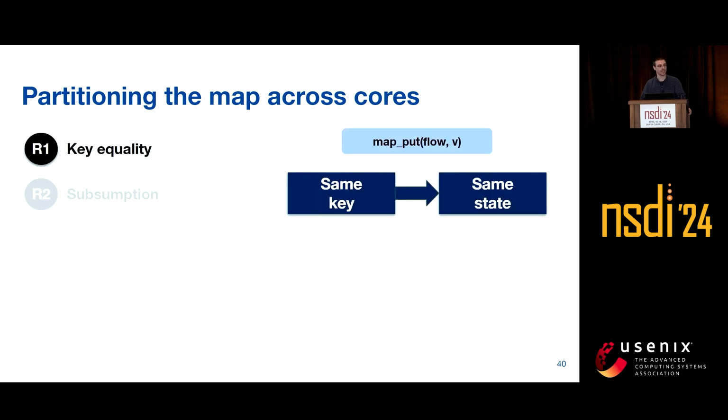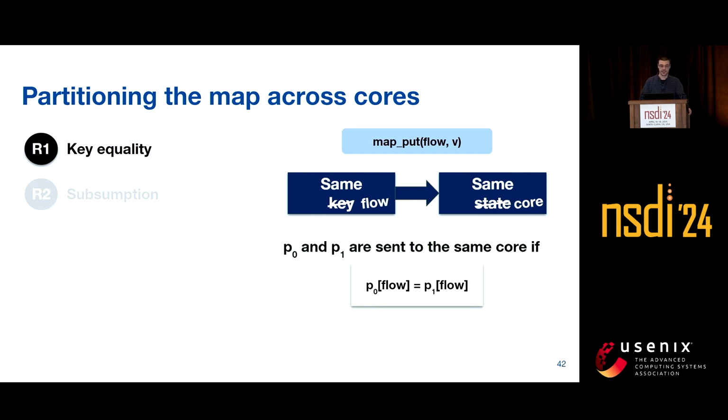So the first insight is quite simple. Imagine that you have a network function that uses a map to update its state and uses the flow information as key. This could be, for example, the 5-tuple. The insight is that accesses with the same key trigger accesses to the same state. Or put in other words, for our example, packets of the same flow access the same state, so they should be sent to the same core. From this insight, we generate a constraint that every pair of packets must be sent to the same core if they belong to the same flow, that is, if they have the same flow information.